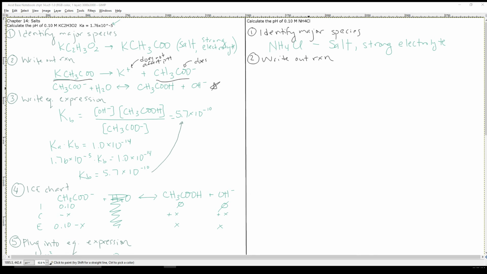We have to do this in 2 parts. First, we take our original species and we split it up. It is a strong electrolyte. Use a one-way arrow. Show ammonium plus chloride.